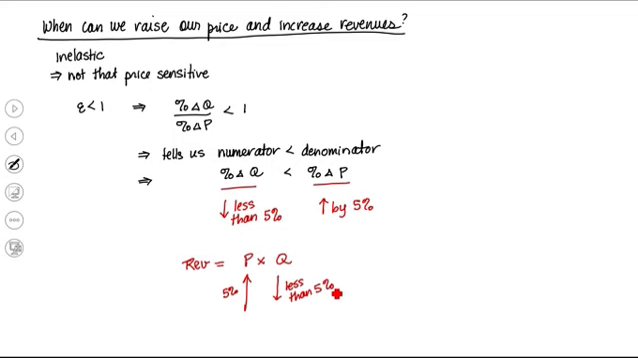So in this case, guys, what has happened to revenues? Revenues have gone up. Everyone agree with that? So revenues have gone up. So when can we raise our price and make greater revenue? Only when we have consumers that are inelastic, right? We don't want them to cut back. So let's think about some examples.